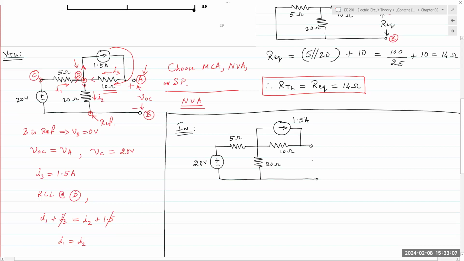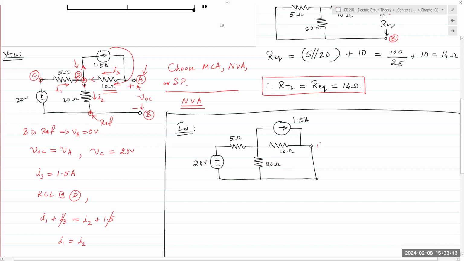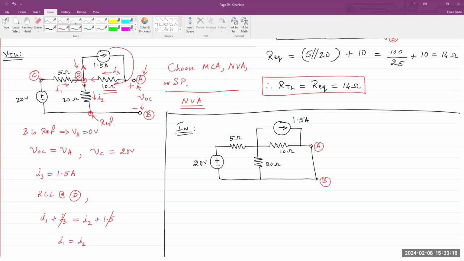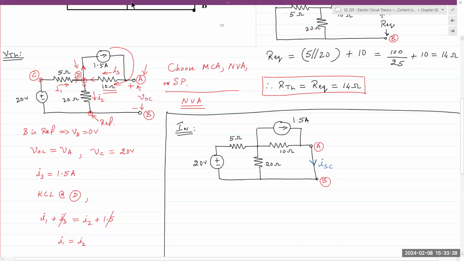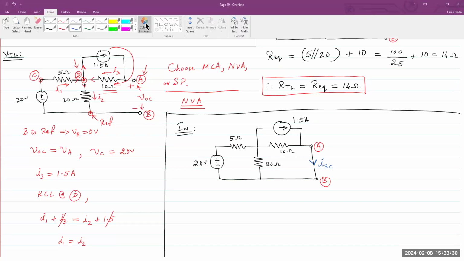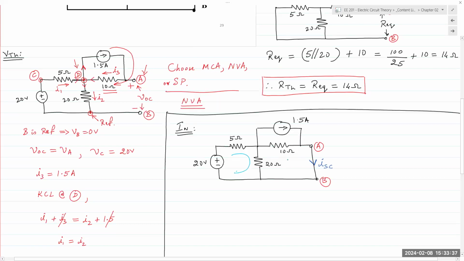I need to have a short circuit wire running between A and B. This is A, this is B. The current always flows from top to bottom. That is my short circuit current, ISC. So I'm going to choose, let's see, mesh currents in a clockwise direction.